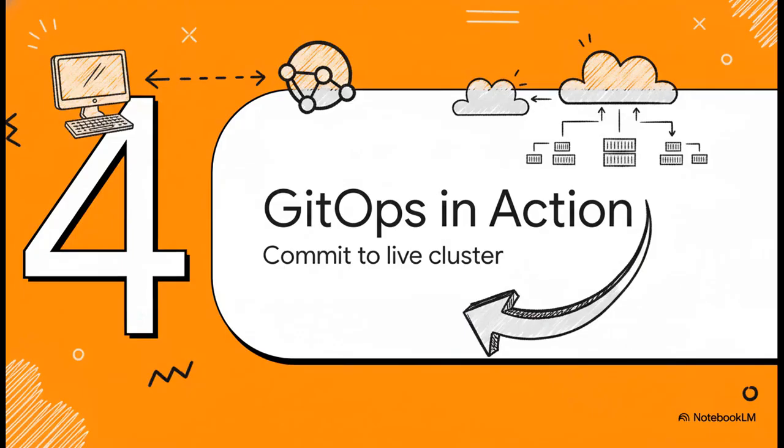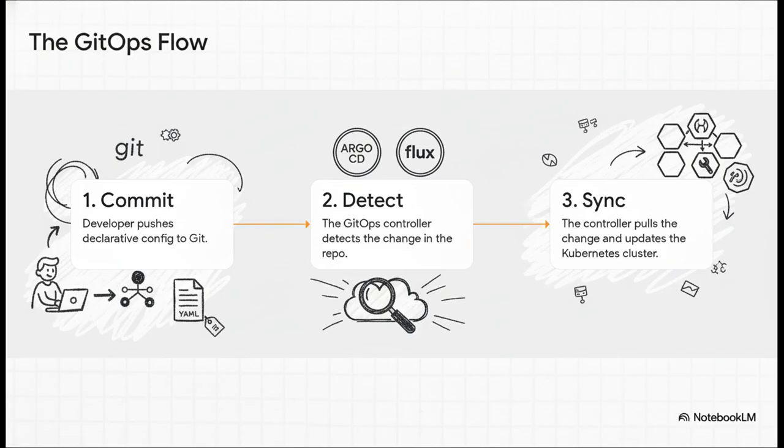So let's put all the pieces together. What does a day in the life of a GitOps workflow actually feel like? How does a change actually get from a developer's keyboard into a running Kubernetes cluster? It's this beautifully simple 3-step process.